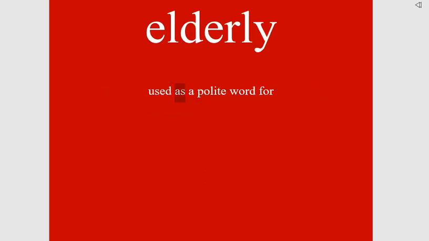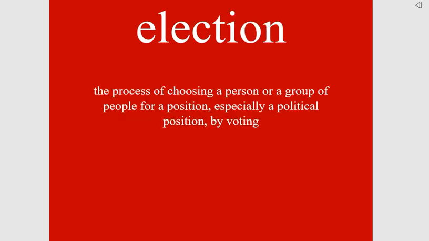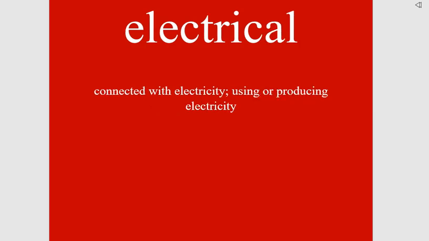Elderly. Used as a polite word for elect. To choose somebody to do a particular job by voting for them. Election. The process of choosing a person or a group of people for a position, especially a political position, by voting. Electric. Connected with electricity, using, produced by or producing electricity.